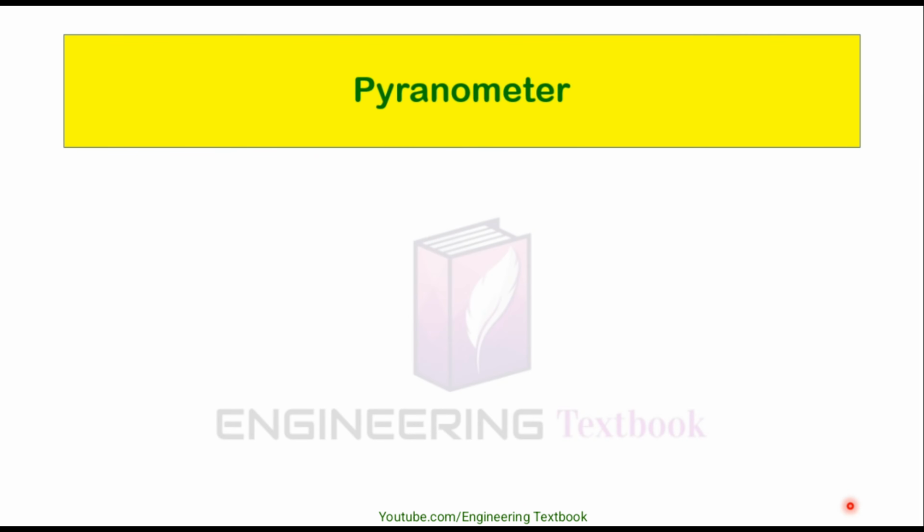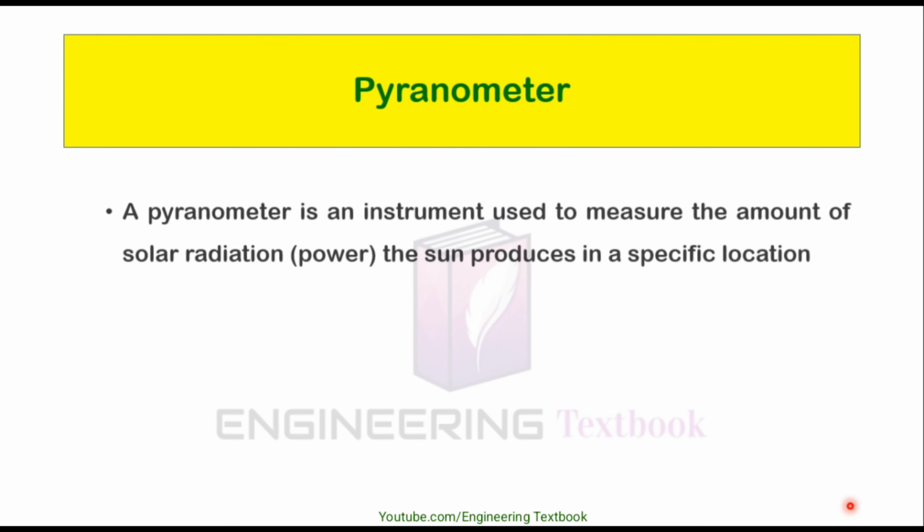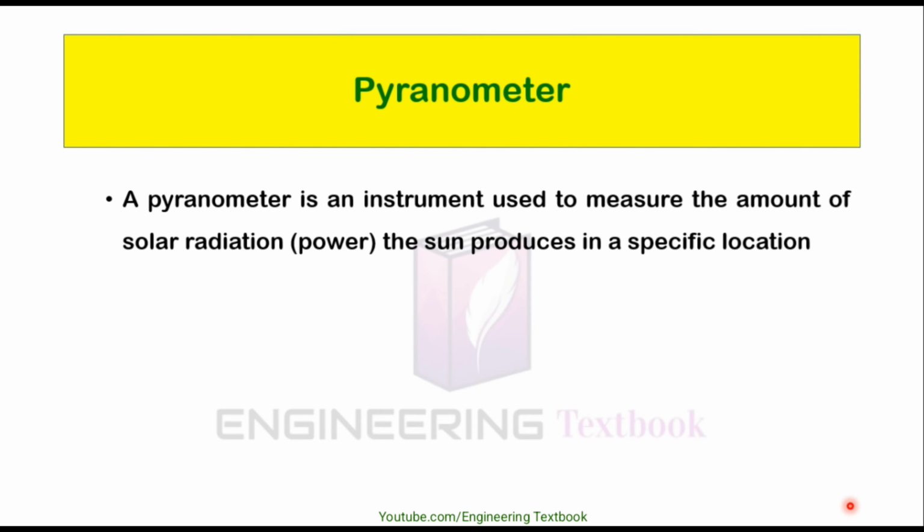So our first instrument is pyranometer. Pyranometer is an instrument used to measure the amount of solar radiation, that is power, which solar energy or solar power the sun produces in a specific location. The statement states that pyranometer is a device that can be used to measure solar radiations. So this instrument measures both the solar radiations, that is beam radiation, also known as direct radiation, and diffuse radiation.